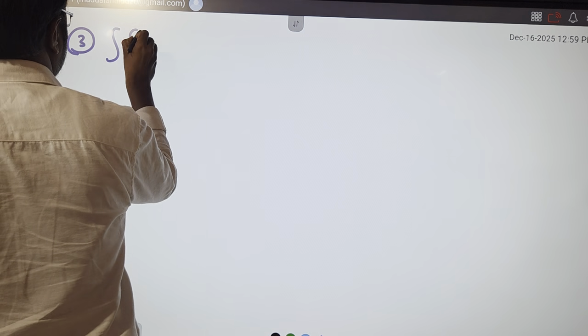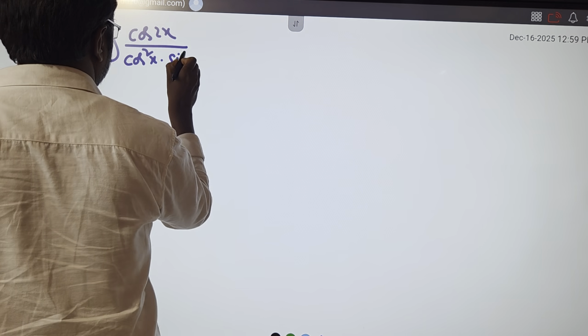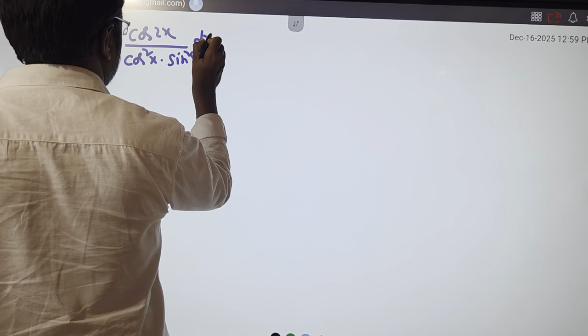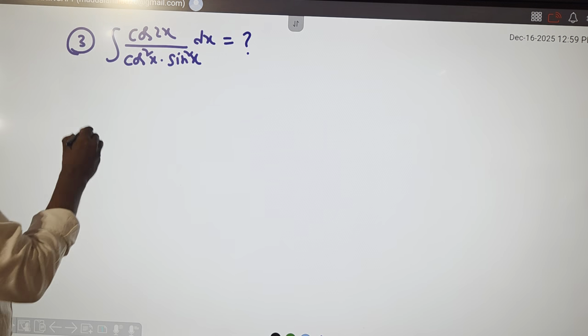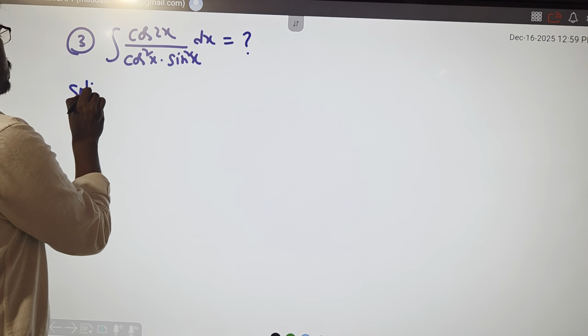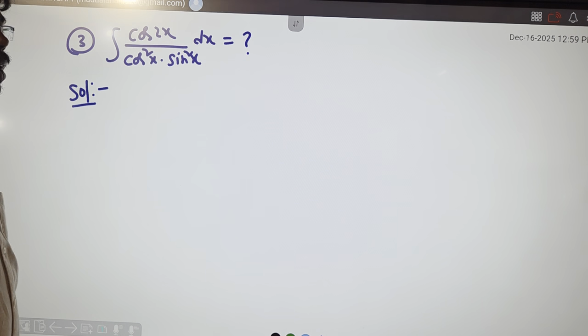Integral cos t. Yes. Next problem: integral of cos 2x by cos square x into sin square x dx. This I can solve, I have already told you the formulas.